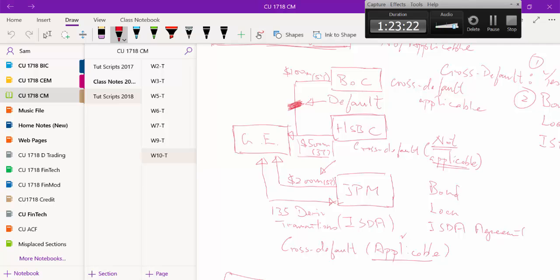And we like our money back. GE will say, yeah, when? Today, actually. That is the difference between having cross default applicable and not applicable. Now, you might wonder, why would HSBC agree with this?